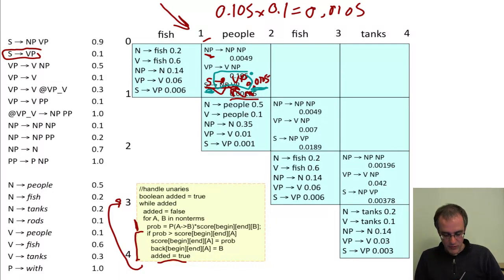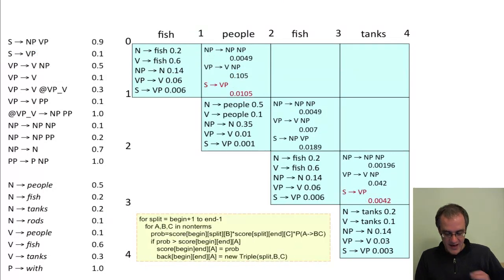So if we go through all the cells and see if we can make them in better ways with unary rules, we find that that's possible in precisely two places. This one, and also over here, we find a better way of making an S. And so we update those two, and this is now the second row. Okay, so now we're going to go on to the third row where we're building 3-word constituents. So this is the fish people fish cell, and this is the people fish tank cell.